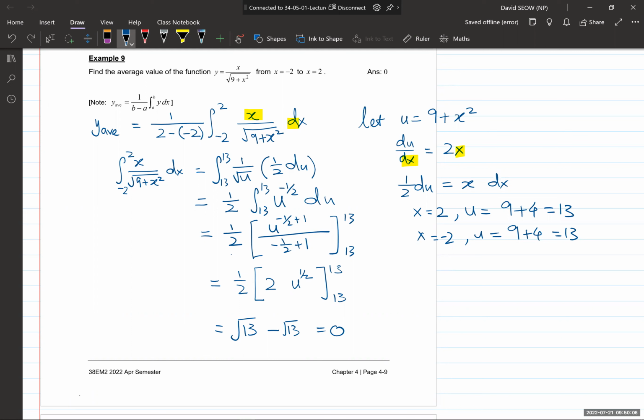Okay, so with that, I'll then put it back into the y average. My y average will be 1/4 times 0, which is equal to 0, obviously. Because this integral is just our whole expression. So we get 1/4.